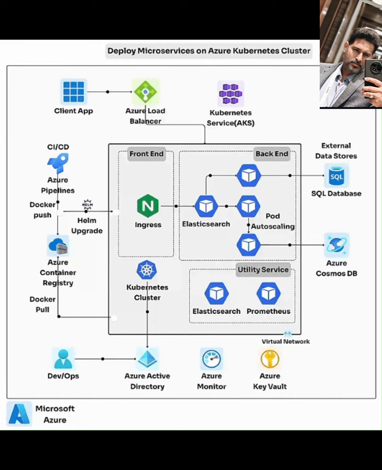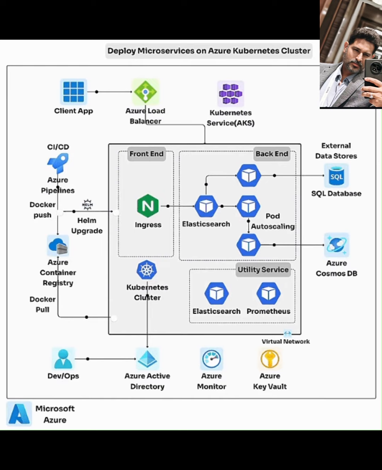Where do our microservices store data? That's shown on the right. We have external data stores. It's usually best practice to keep your main databases outside the Kubernetes cluster itself for better management and separation of concerns. The diagram shows a standard SQL database, like Azure SQL Database, and an Azure Cosmos DB, a NoSQL database. Microservices like the backend connect to these external databases to read and write data.